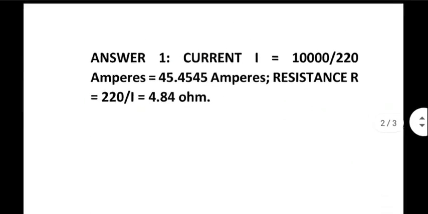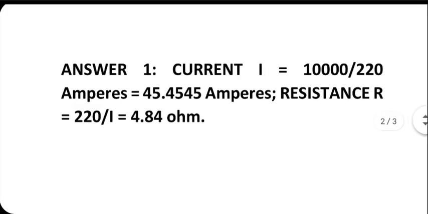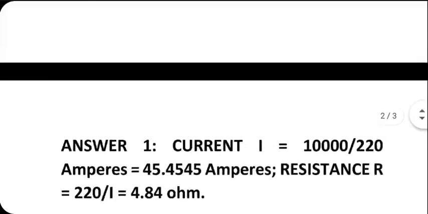Here is the answer for that. Here what I have done is I have assumed that wattage value divided by voltage value will give you current. That is also possible. That's another way of looking at watt. So that gives me current of 45.4545 amperes approximately. I divide 220 by that number to get the resistance value as 4.84. That's another way of doing it. You will get the same answer approximately.